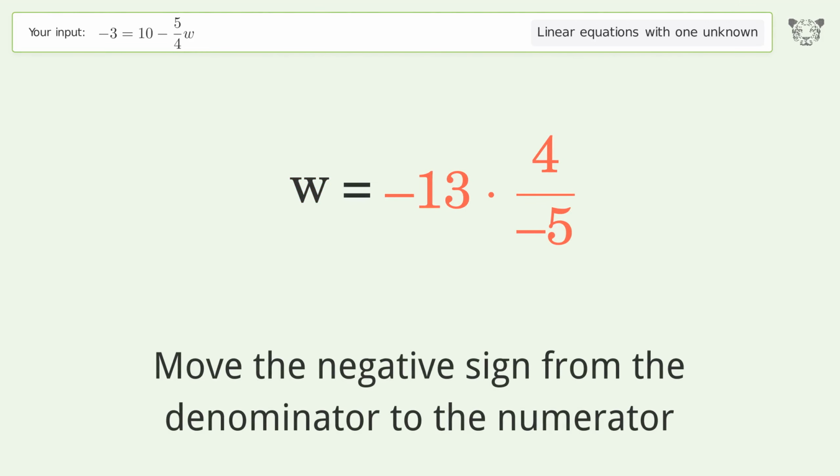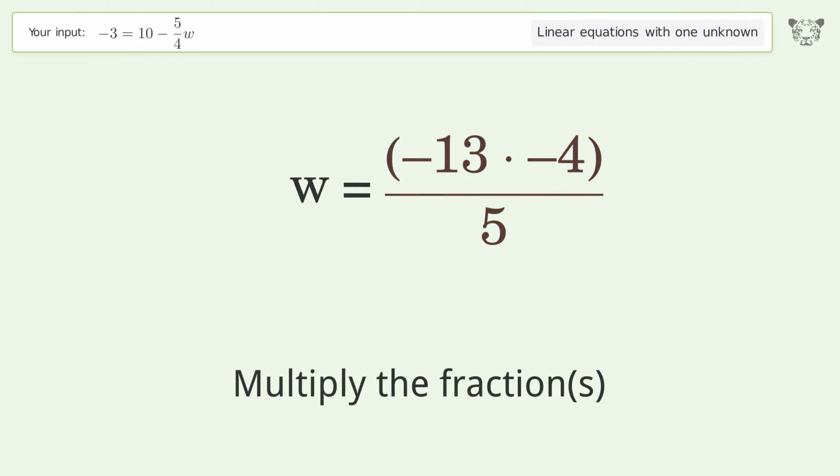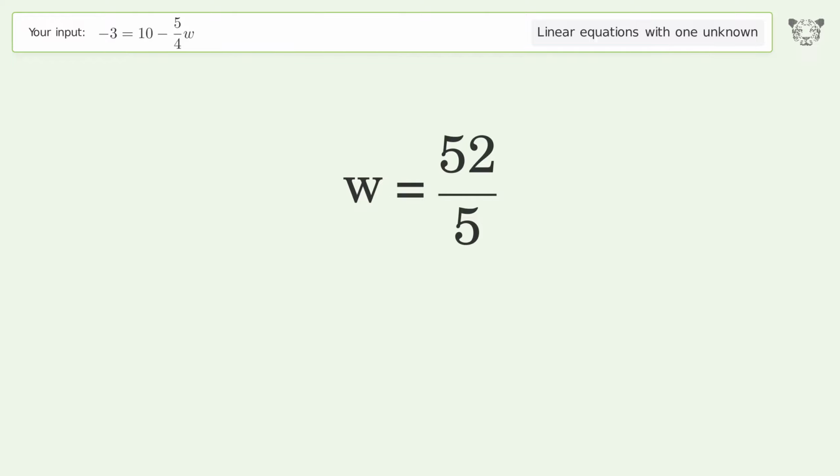Move the negative sign from the denominator to the numerator. Multiply the fractions. Simplify the arithmetic. And so the final result is W equals 52/5.